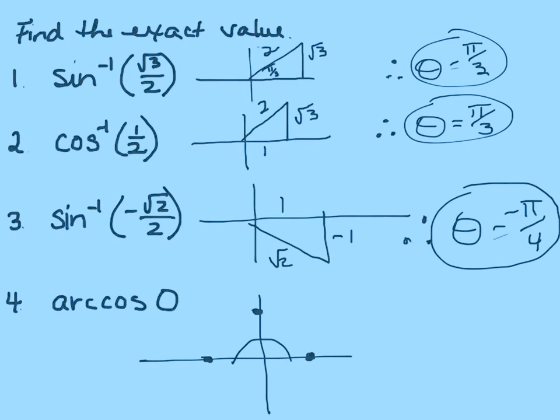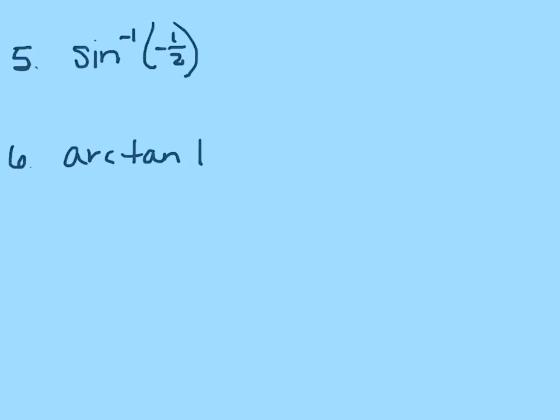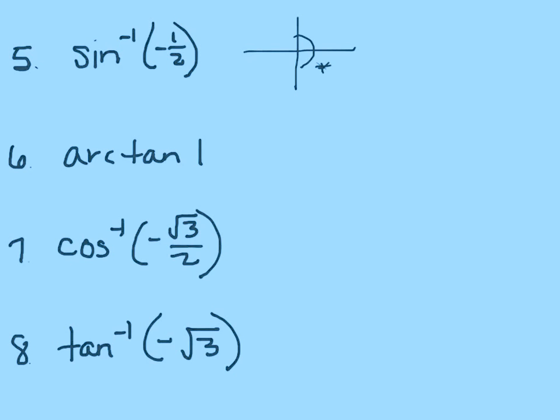Cosine 0 has to be a quadrantal point. Which one of those produces a 0? Well, if we label those points, we're looking at the x value, and that would have to be pi over 2. Okay, our next 4 questions.